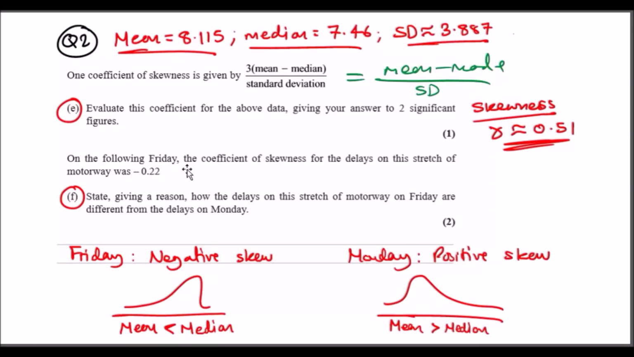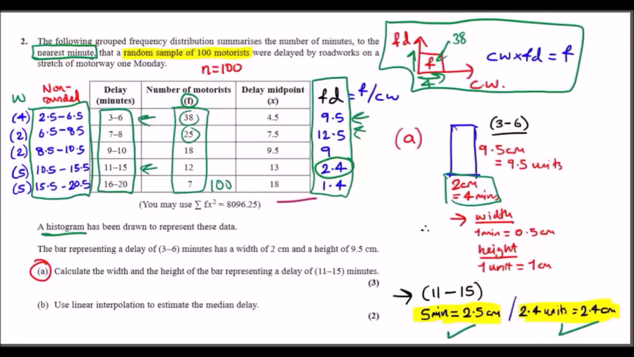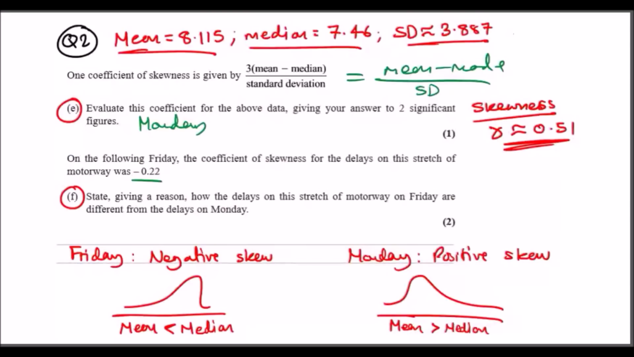On the following Friday, the coefficient of skewness for the delays on the stretch of motorway was minus 0.22. So there's a difference. Remember, this is talking about the original value. The original information was about Monday, because if you remember, going back to the beginning, it says on the stretch of motorway one Monday. So this data is in reference to Monday. Okay, so that's our positive skewness, and for Friday it was negative skewness.